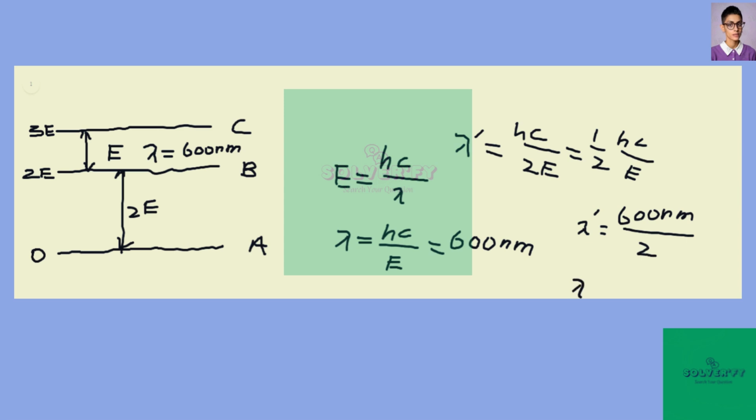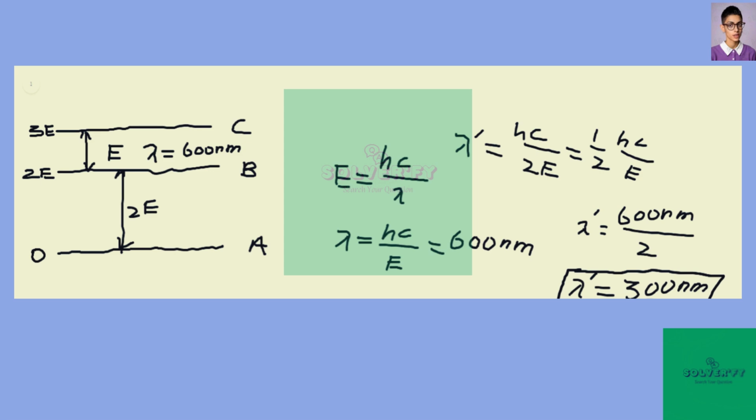Therefore, lambda prime is equal to 300 nanometers. So this is our required result. So when an electron jumps from B to A, the wavelength is 300 nanometers.